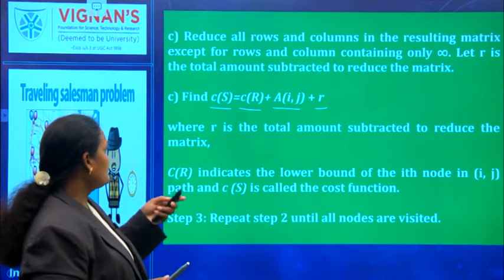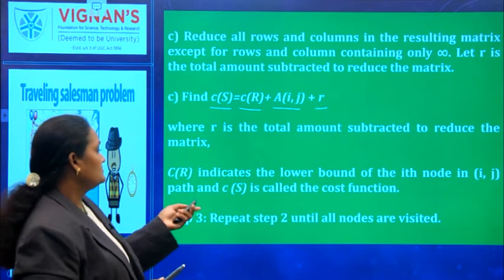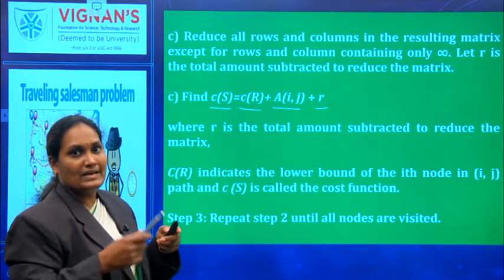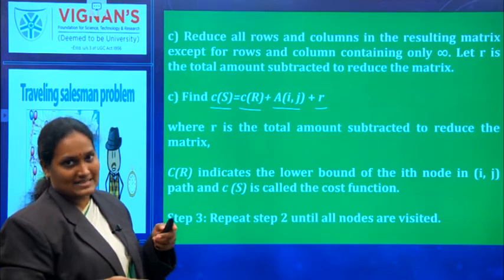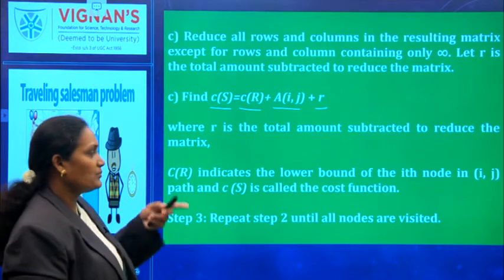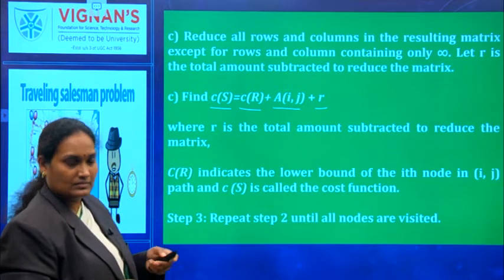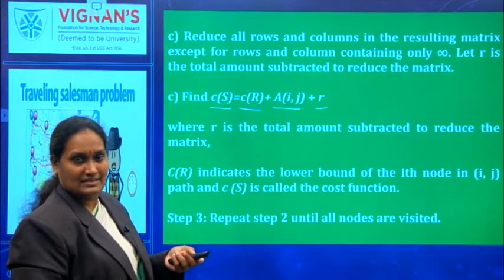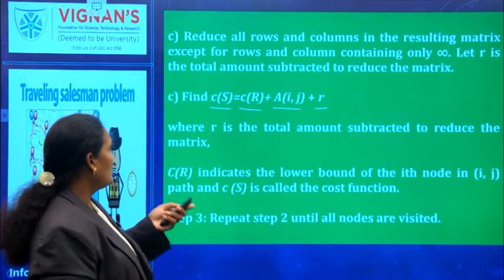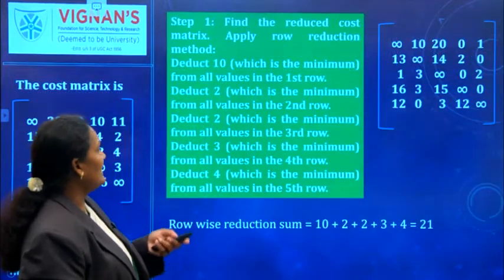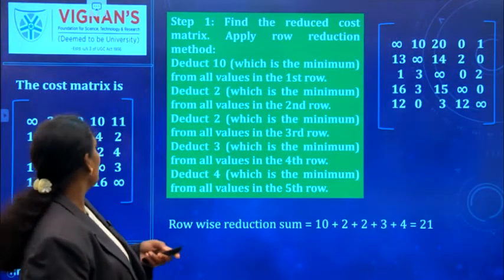Now, by finding the cost, we can find in which path we are moving, what is the next node that the salesperson has to visit. Then we need to repeat the same process for all the nodes. So, this is the procedure we are following for solving this traveling salesperson problem. Now, I will explain the entire procedure by taking an example. Let us see the example.